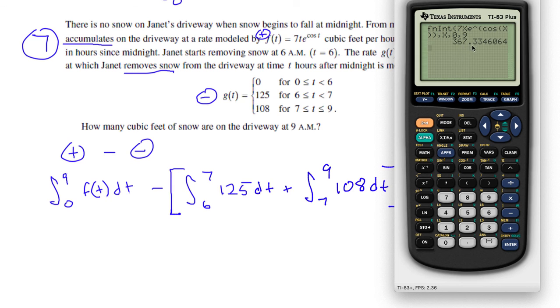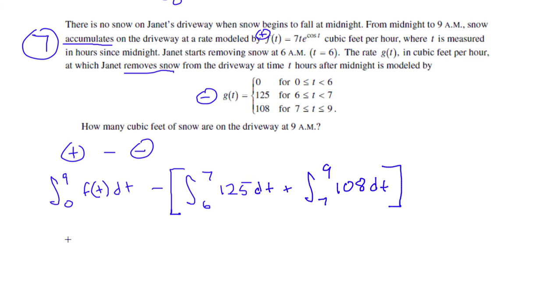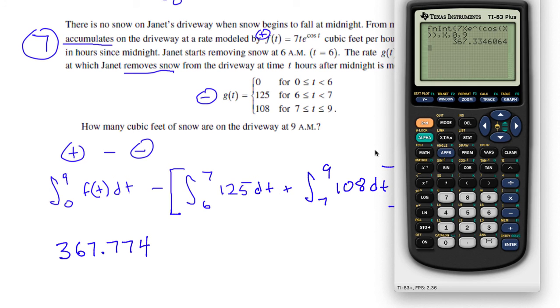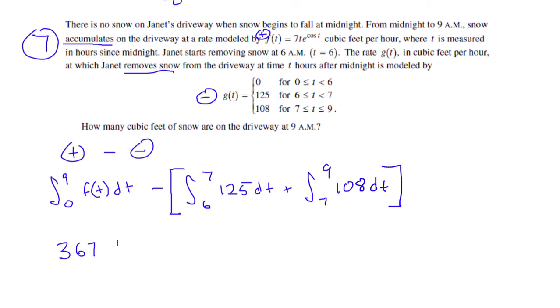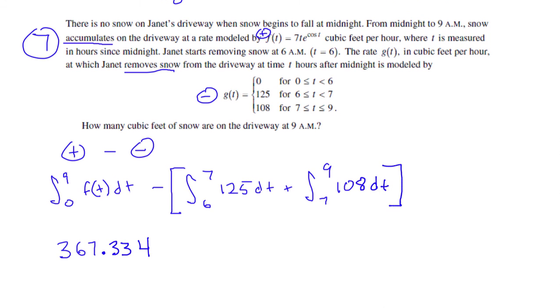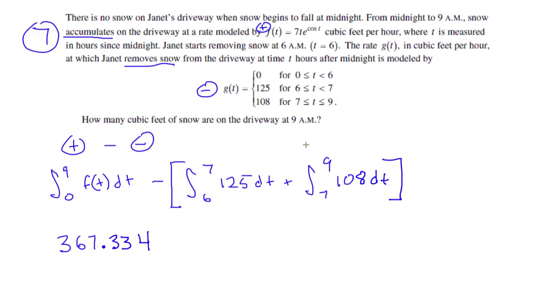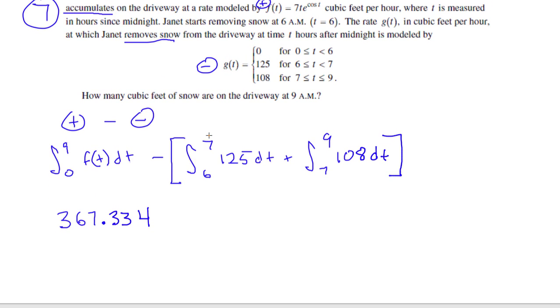It is a valuable variable. 367.334. What am I saying? 367.334. There we go. I'm just going to leave that for now. This one I can calculate by hand. You don't have to type it in because the shortcut is do upper bound minus lower bound. Upper bound minus lower bound times 125, times whatever constant amount you have, plus 9 minus 7, that's a better 7, times your 108.